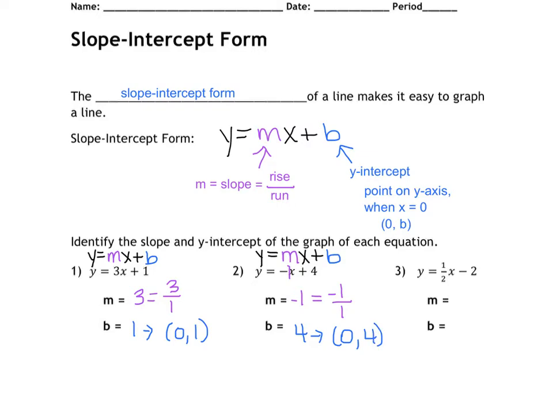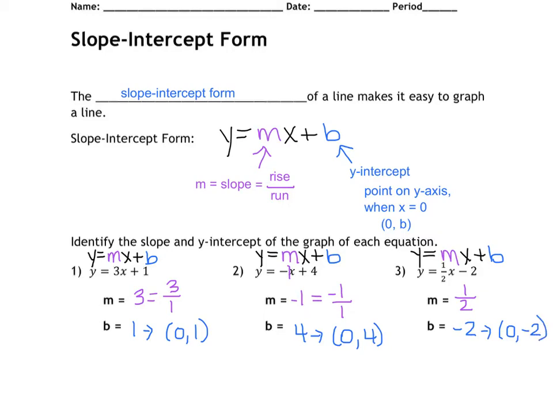Let's look at example 3. y equals 1/2 x minus 2. Again, we use our formula, y equals mx plus b. So we're going to identify our m in this problem. Remember, it's always the number in front of your x, so your m is equal to 1/2. It's already in fraction form, so your rise is 1 and your run is 2. Now identify our b. Notice there's a subtraction sign, so that means your b is a negative 2. Therefore, your coordinate would be (0, negative 2).